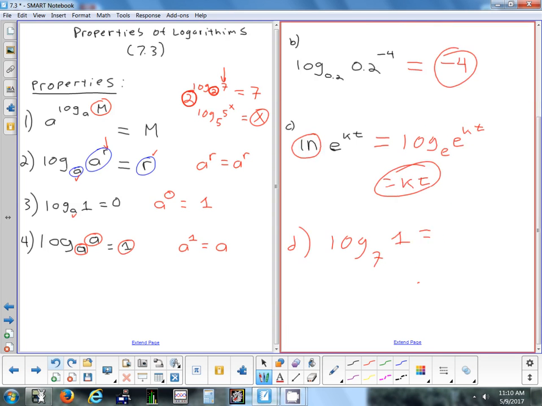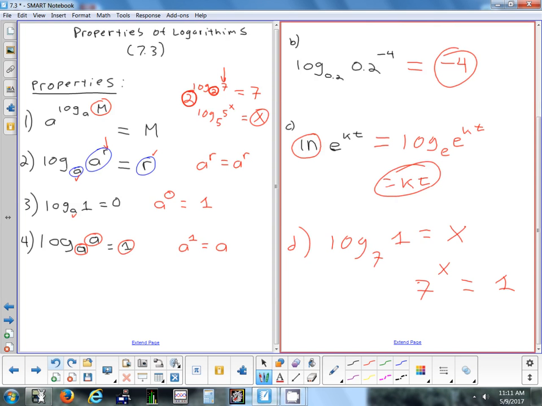Let's change it to exponential form and see what happens. So I don't have anything right here, so what could I put for now? Just put an x. What's my base? 7. What's my exponent? X. And what goes on the other side? 1. So what this is basically asking you is what power would you raise 7 to and get 1 as the answer? 0.